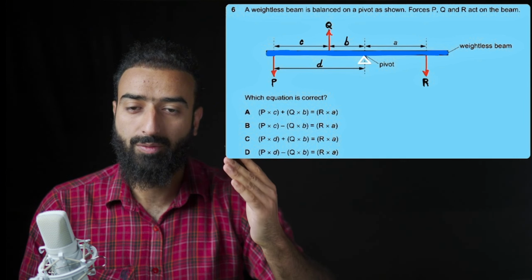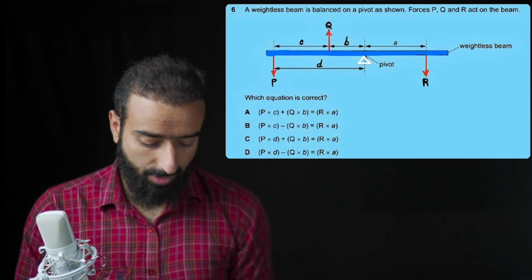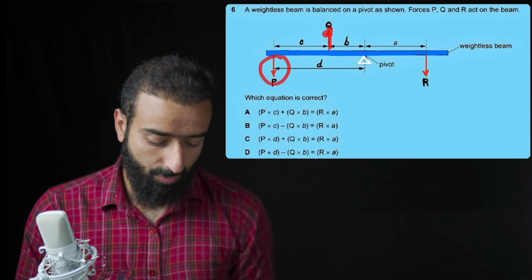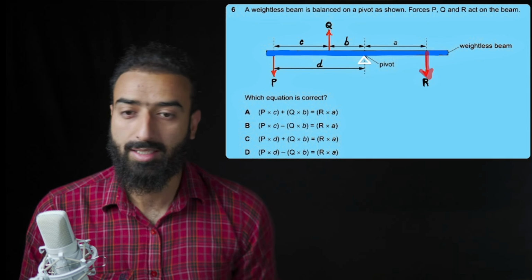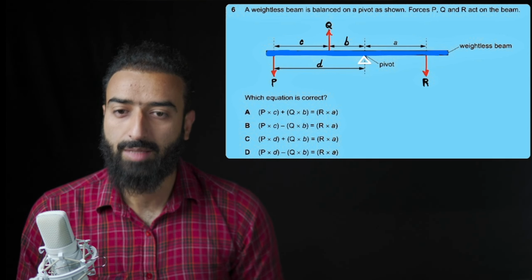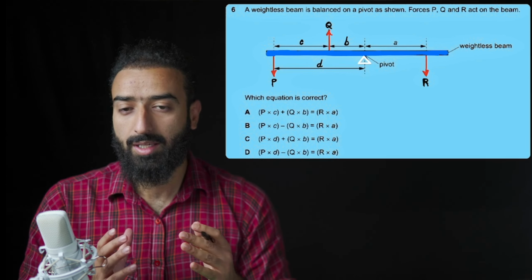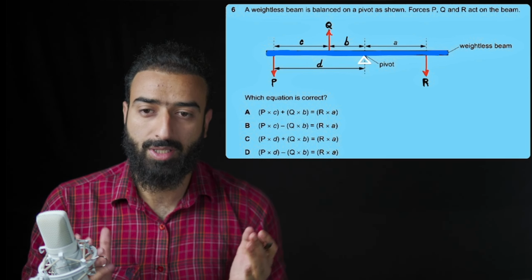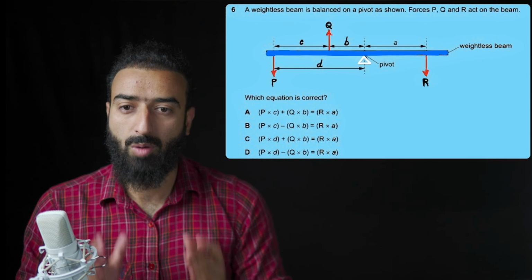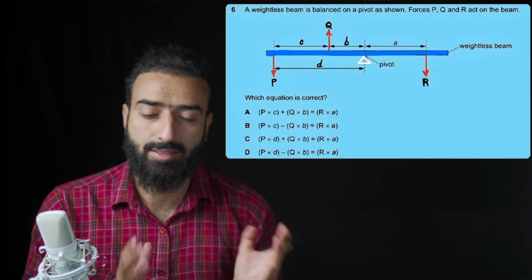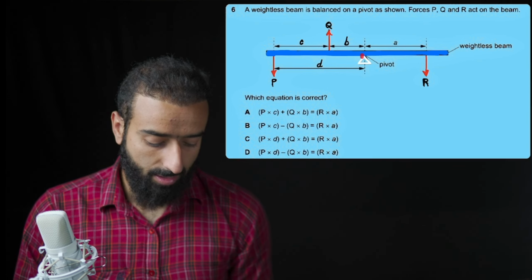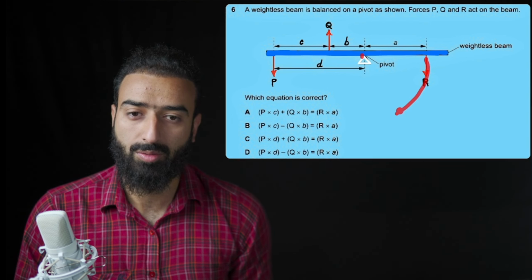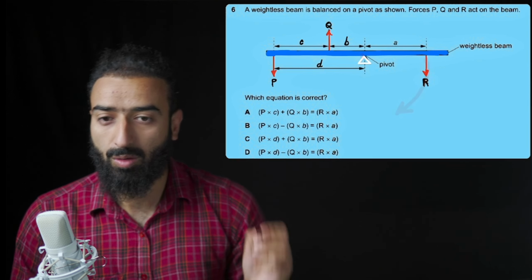And there are 3 forces applied on this beam. The 3 forces are P, a force going up Q, and another force going back down R. If a beam is balanced, or for that matter, if any object is balanced, the moments of forces have to be balanced as well. About this pivot, this force R will try and rotate it clockwise.